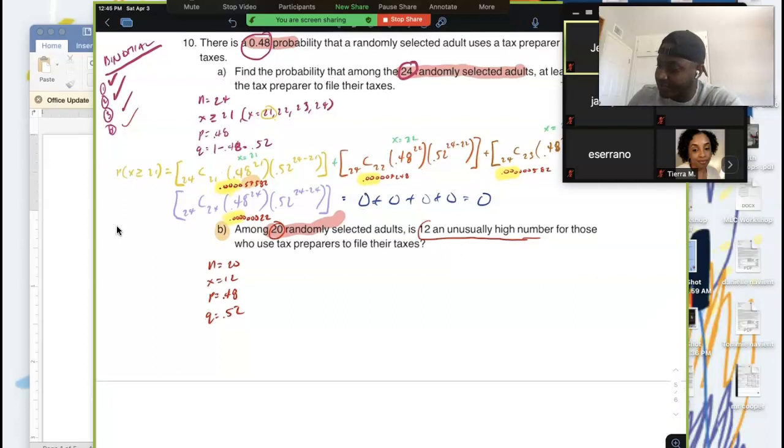So the probability of 12 is going to be 20 choose 12, that's a 20, and then 0.48 to the 12th, 0.52 to the 20 minus 12.